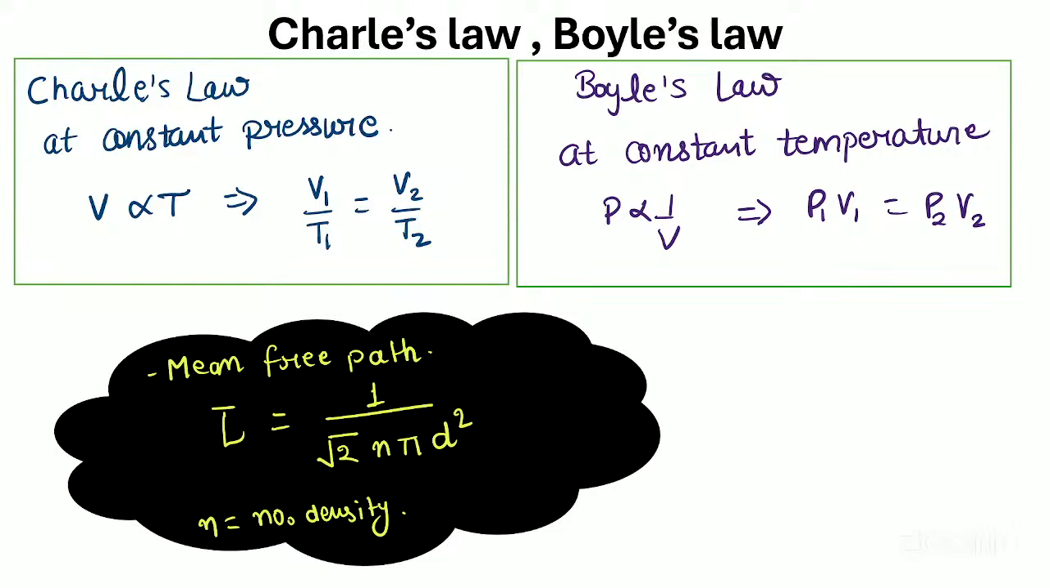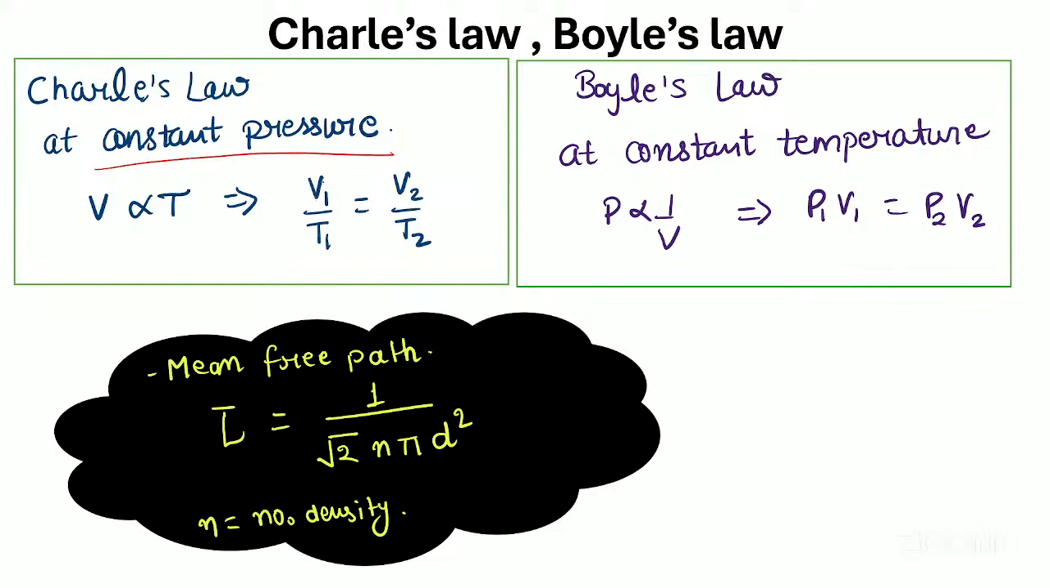Now, the very first thing here is the laws. The very first laws are Charles' law and Boyle's law. We usually have an understanding of these laws from previous classes. Charles' law says that volume is directly proportional to temperature, but for that you need to keep in mind that constant pressure is the required condition. So volume will become directly proportional to temperature.